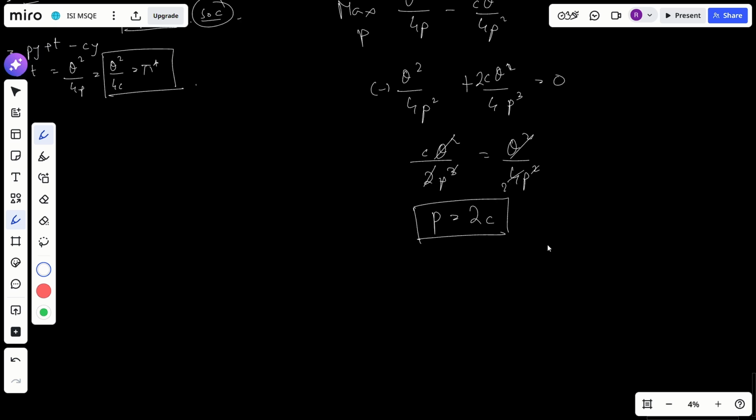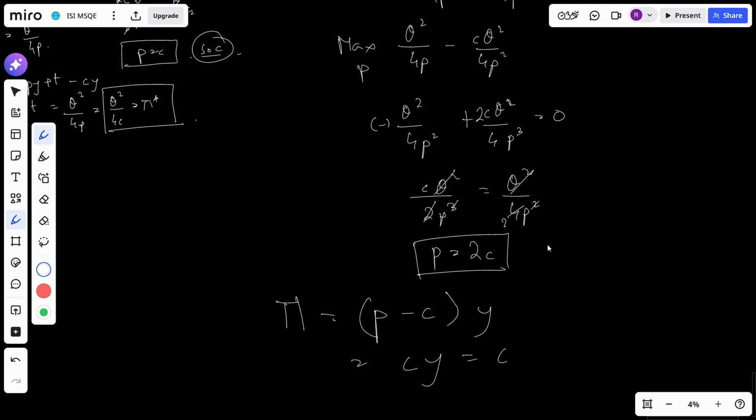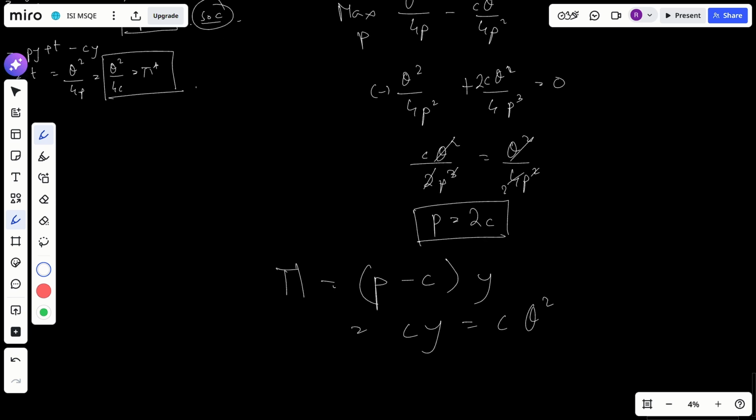So in this case, what will be our profit? Profit will just be p minus c times y. P is 2c, so 2c minus c is just c. So it is c times y. Our y star is nothing but theta square by 4p square.